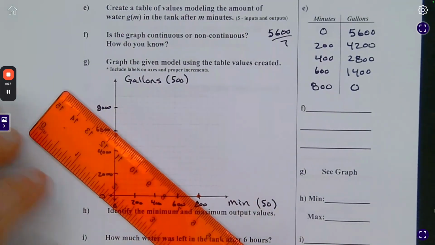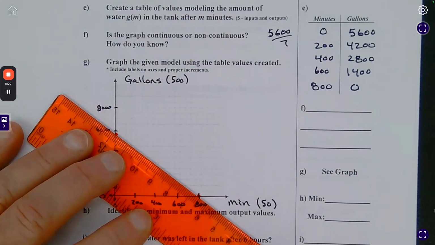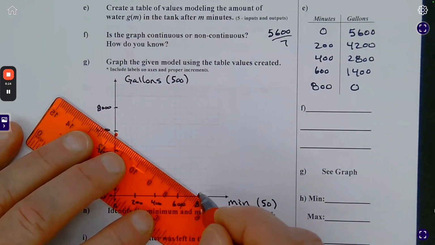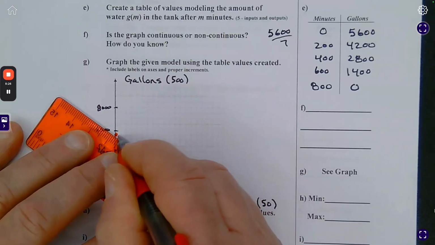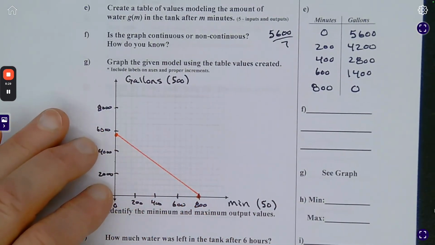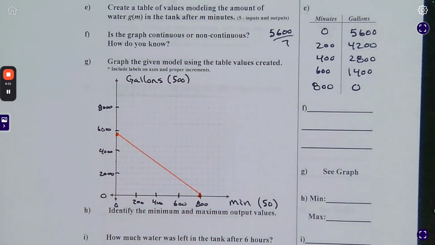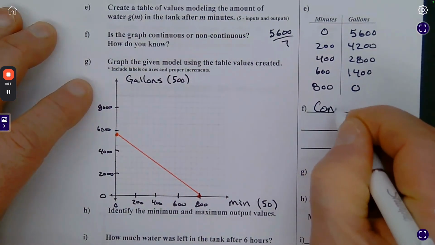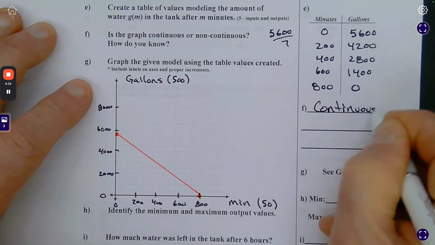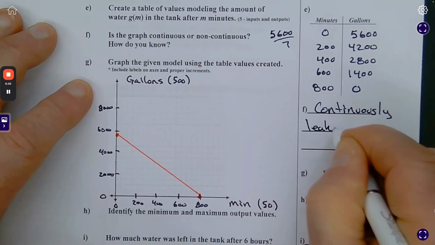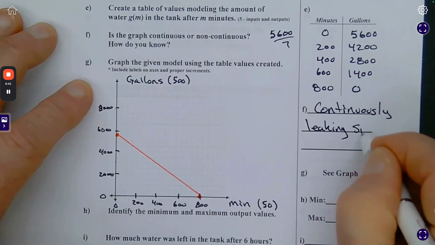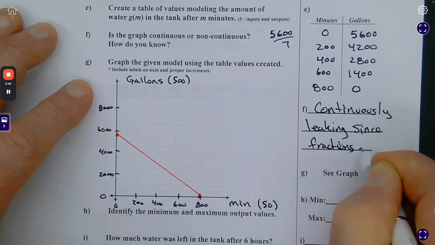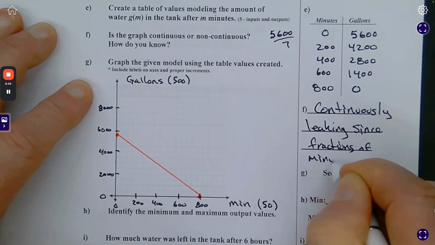This is continuous, right? I didn't even answer that question before I graphed it. Time leaking water, it's continuously leaking at that rate, right? It's not big chunks. It's not a chunk at a time. So that's how I know it's continuous. So continuously leaking, since fractions of minutes are valid.